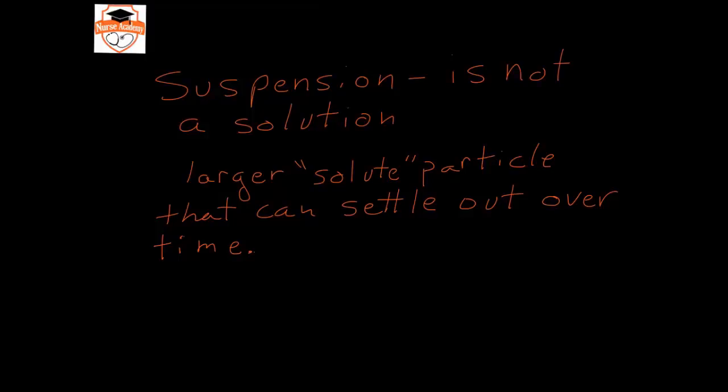So if you see that on some type of liquid preparation, even though it may have a concentration that's in milligrams per 100 mils, it may be a suspension instead of a solution. And the difference is that in a solution, the particles never settle out. They're small enough that they are always mixed evenly into the solvent, whereas in a suspension, the particles are slightly larger and they will settle out over time.